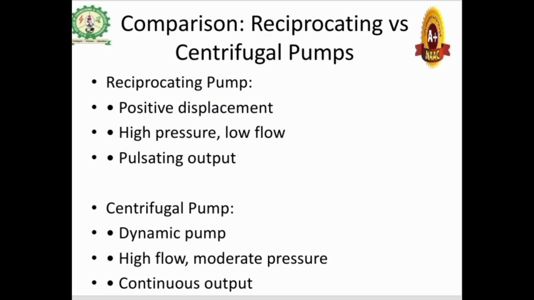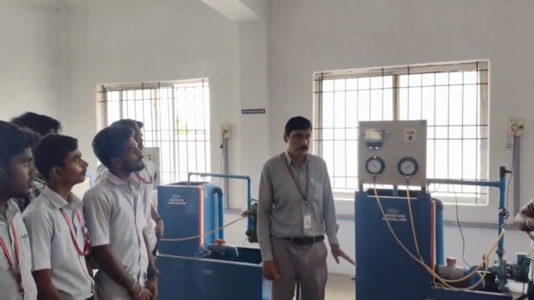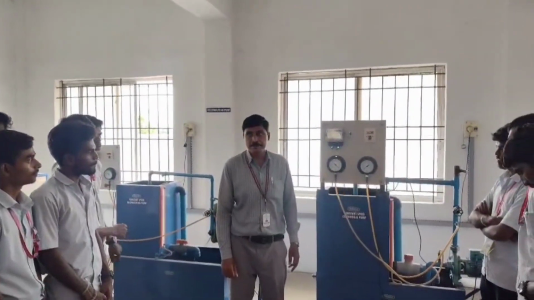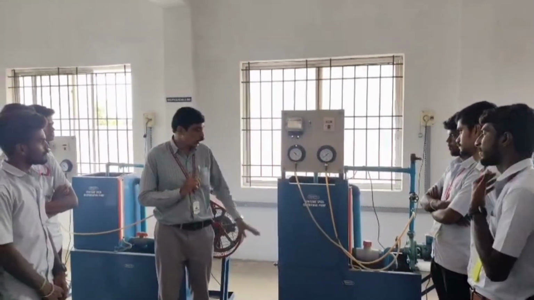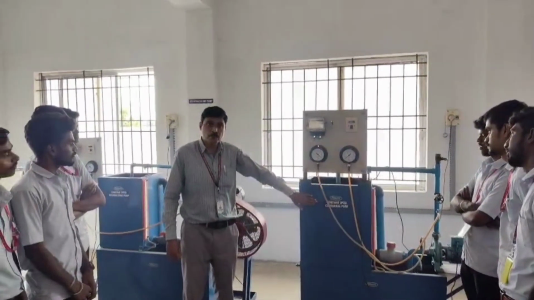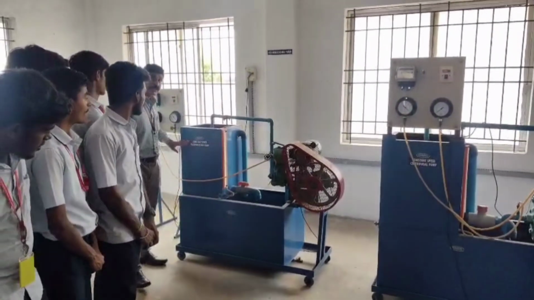So both these pumps have their own advantages as well as disadvantages according to the application where we are going to use them. That will be the basic criteria for deciding the selection of pump. Today we are going to do experiments on pumps, especially two pumps. The first one is the constant speed centrifugal pump. The other one is the constant speed reciprocating pump.